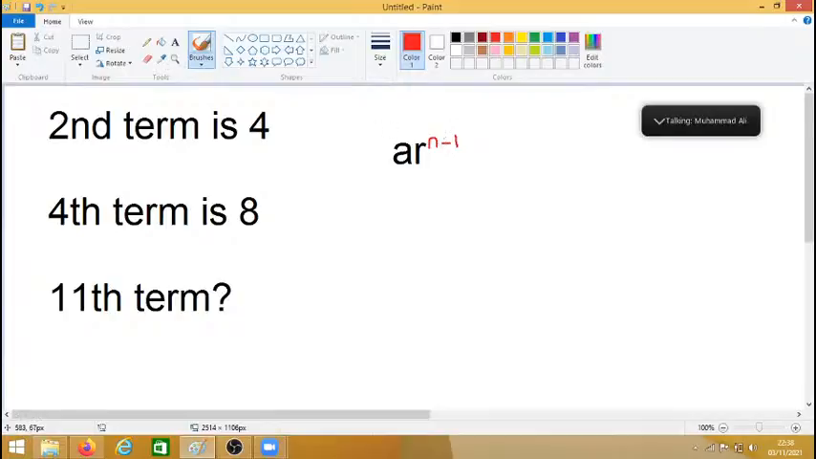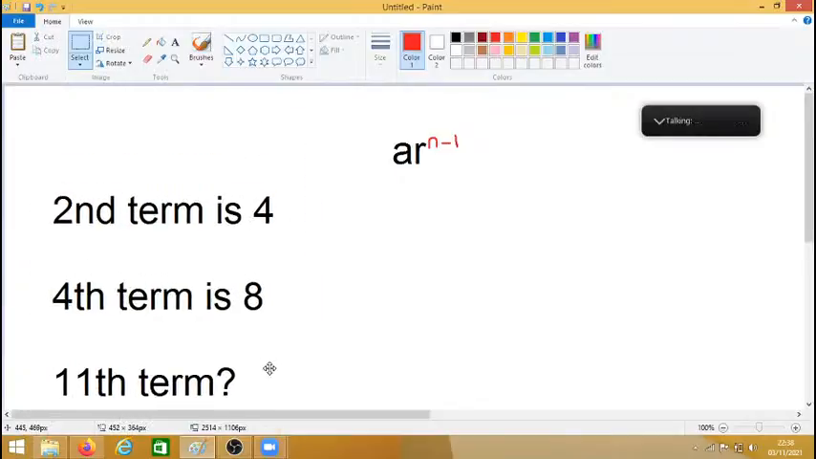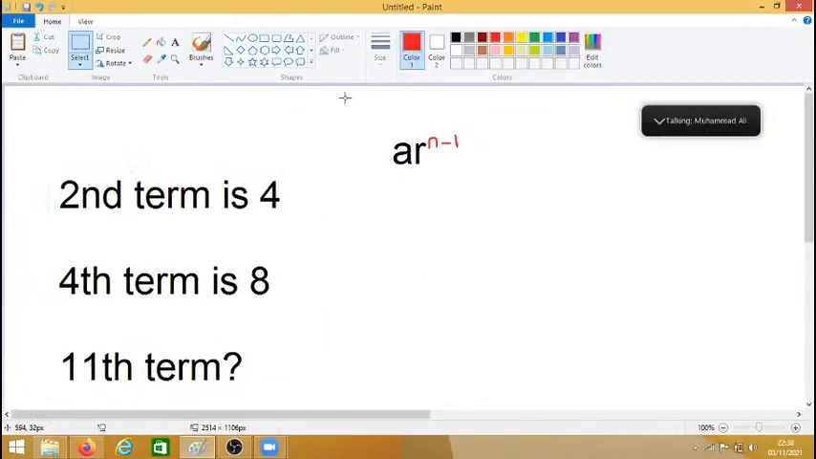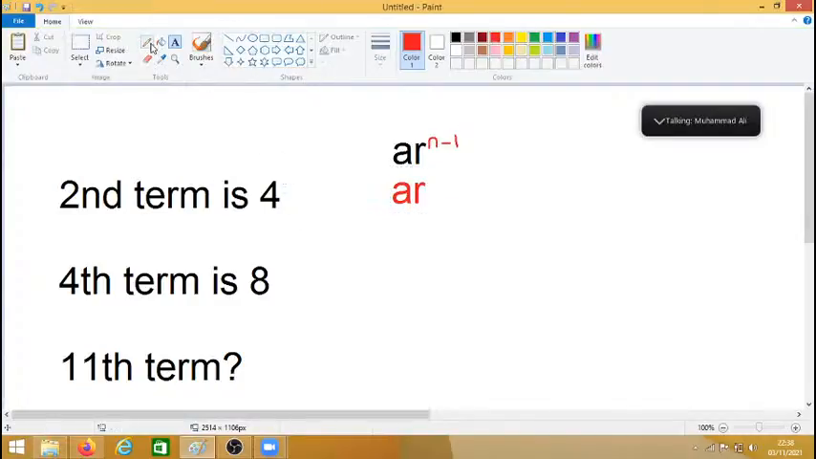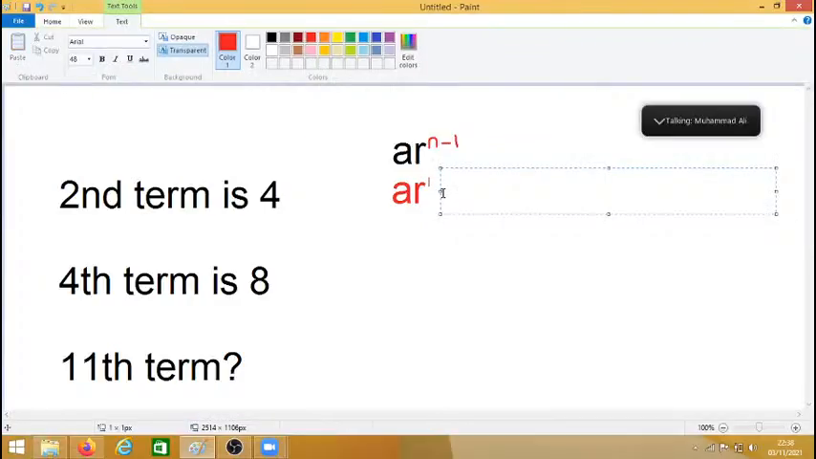So if we use that formula with the first line, then we don't know what a is, so let's just leave a as a. We don't know what the ratio is, so let's just leave the ratio as r. But we do know it's the second term, so n is going to be 2. 2 take away 1 is 1, so it's r to the power 1, which I don't have to write, but I'm just going to write it to make sure you know where everything's coming from.